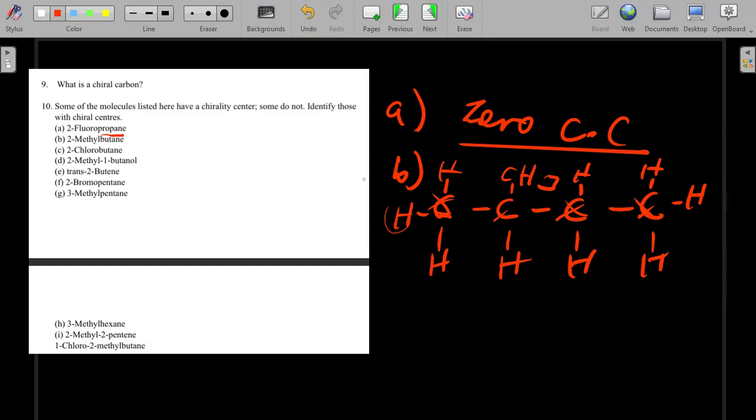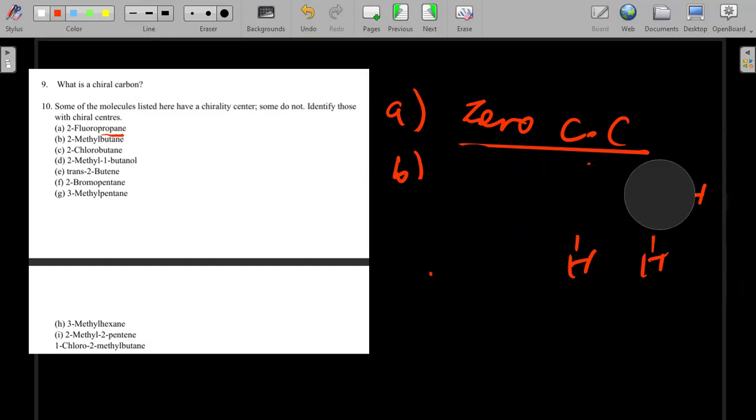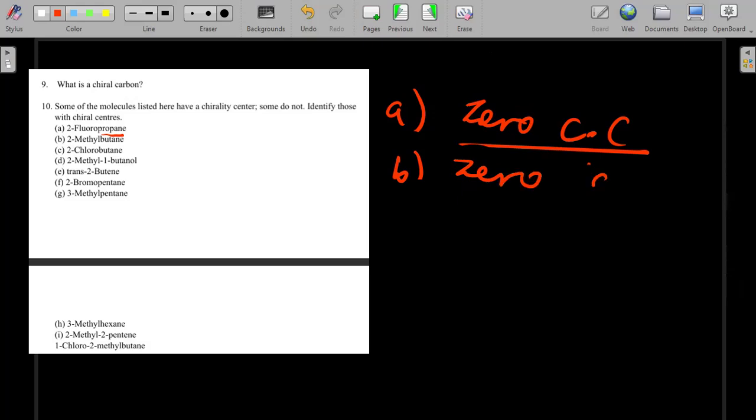So you can say even in our part B, we don't have any chiral carbon there. So we have 0 chiral carbon in part B as well. So let's go to part C. Let's see what we have in part C. We have 2-chloro butane.